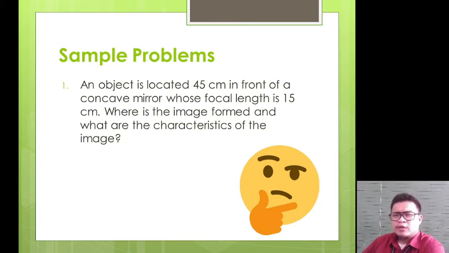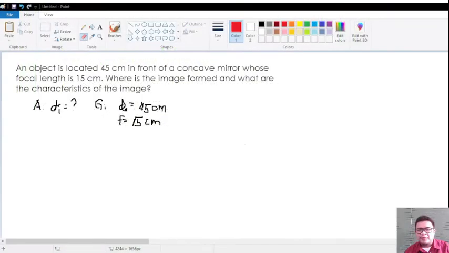Okay, now to solve this, let's just switch my screen to our solution board. Okay, let's switch that right now. Okay, there, I've written the problem in this application. Now, it says here: where is the image formed and what are the characteristics of the image.